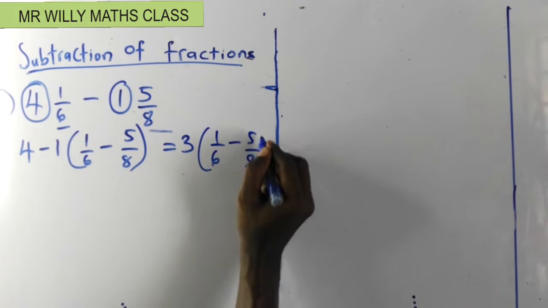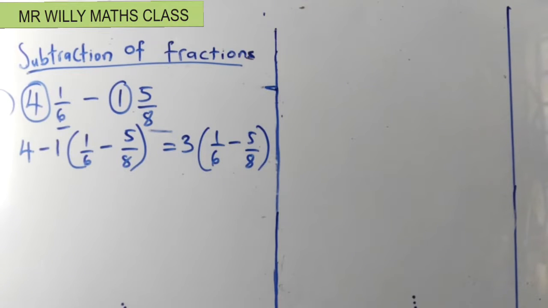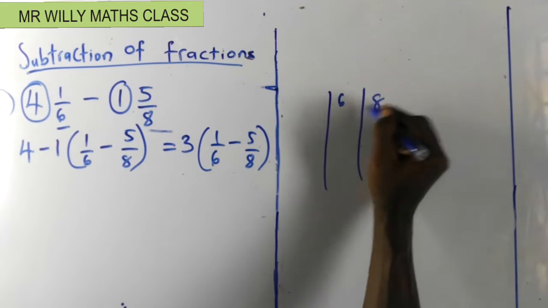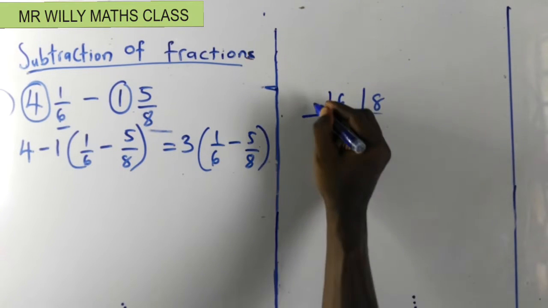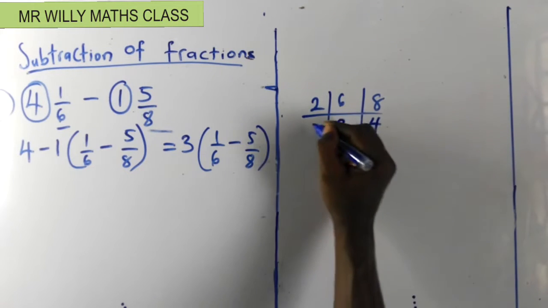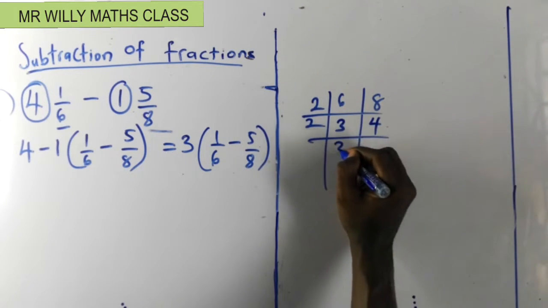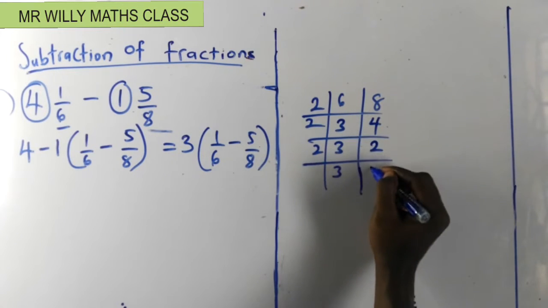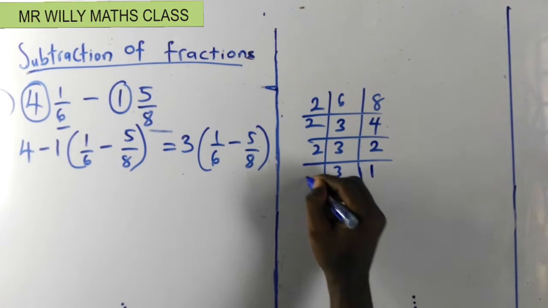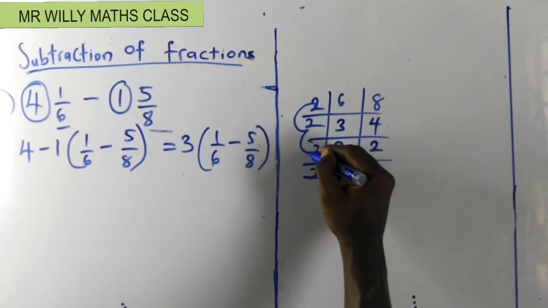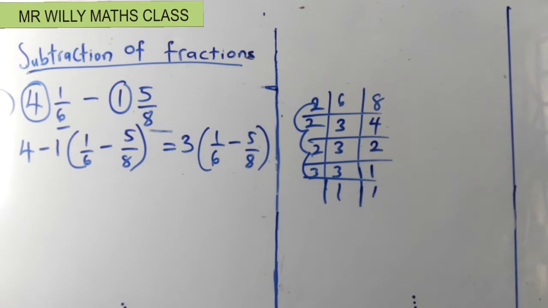The next thing is that you look for the LCM of 6 and 8. This is how you do it. You draw your line, 6, 8. Then you look for the prime factors of 6 and 8. 2 in 6, that will be 3. 2 in 8, that will be 4. 2 can't go in 3, you maintain your 3. 2 in 4, that will be 2. You write your 3. 2 in 2, that will be 1. Then 3, you stop when you have 1. So 2 times 2, 4. 4 times 2, 8. 8 times 3, 24.